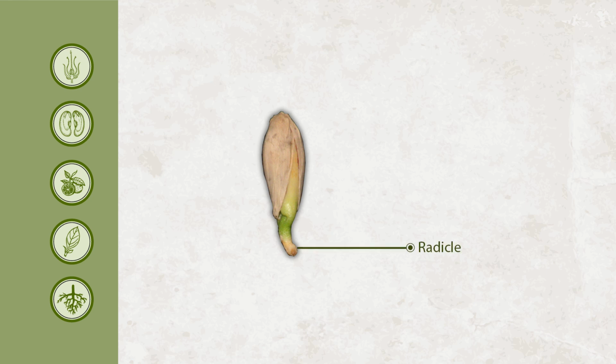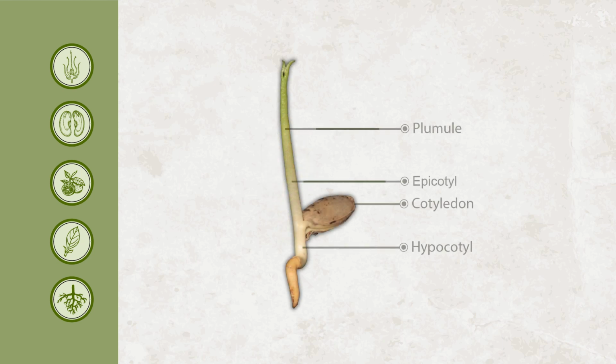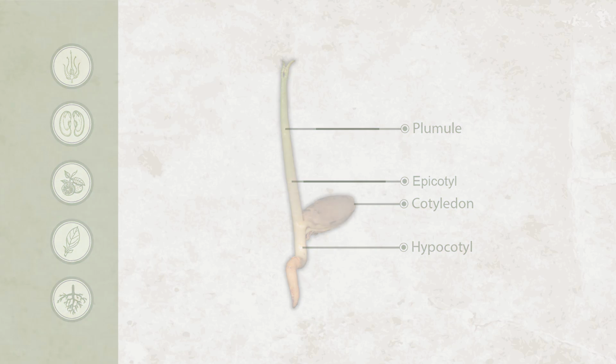The radicle starts to grow first. It appears through the micropyle and forms the taproot of the plant, which grows downwards in response to gravity. Next, the epicotyl and, in some plants, the hypocotyl start growing upwards against gravity, pushing the plumule and the cotyledons above the surface of the growth medium.